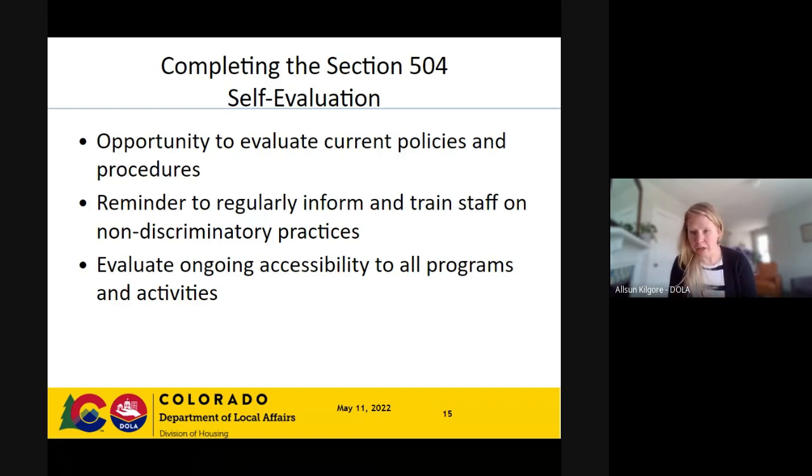If you've got multiple properties in your portfolio, it can be really helpful to do one for each. And I just got a message that I'm cutting out, so I'm just going to turn off my camera and see if that helps a little bit.